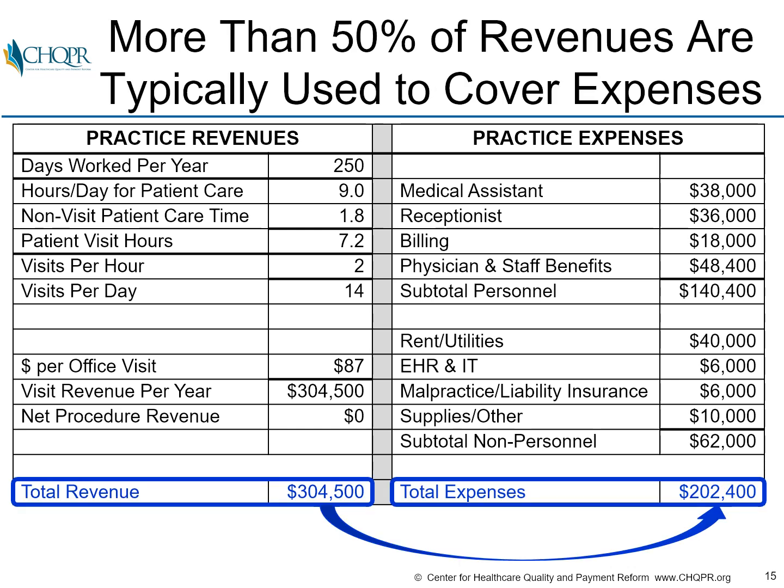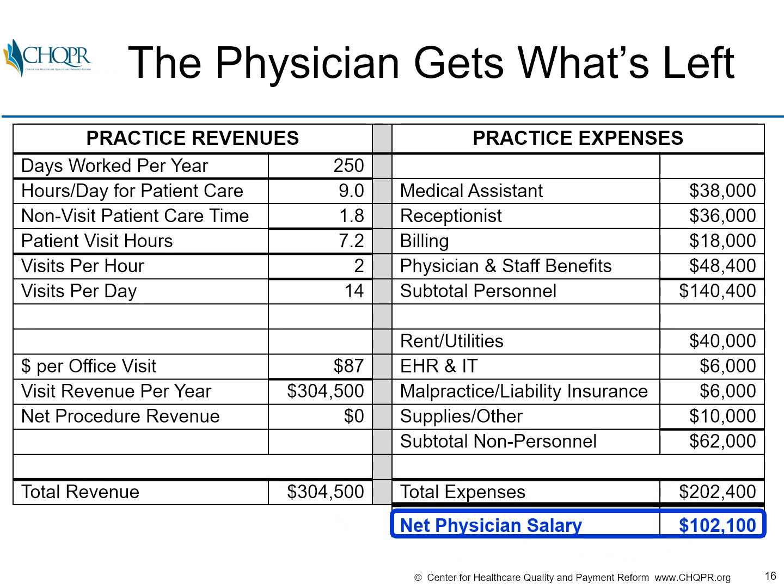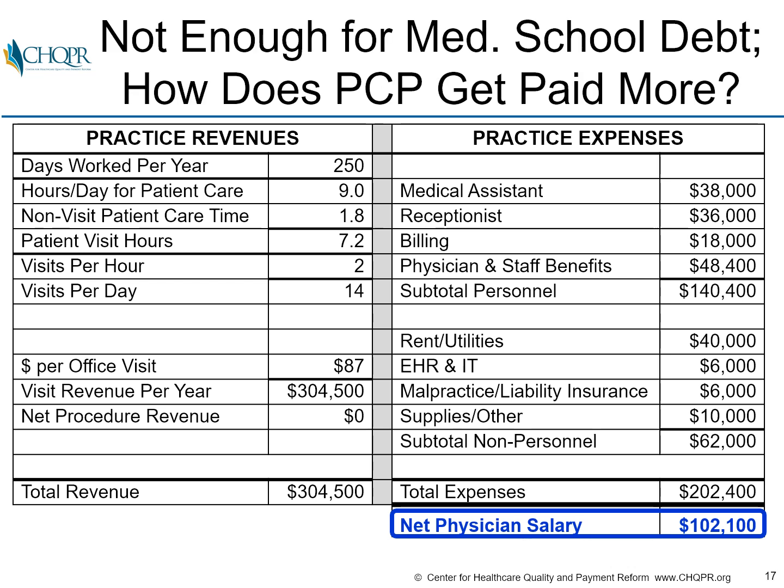In most primary care practices, more than half of the revenue is used to pay for practice staff and expenses, not to pay the physician. The physician gets what's left, which in this case is only about $100,000. That's not enough for a physician to pay off medical school debt while also paying for a mortgage and raising a family. And it's a lot less than primary care physicians actually make.